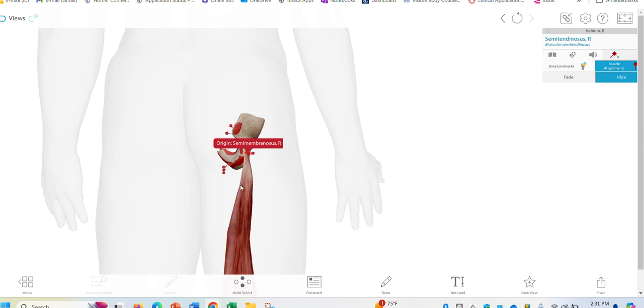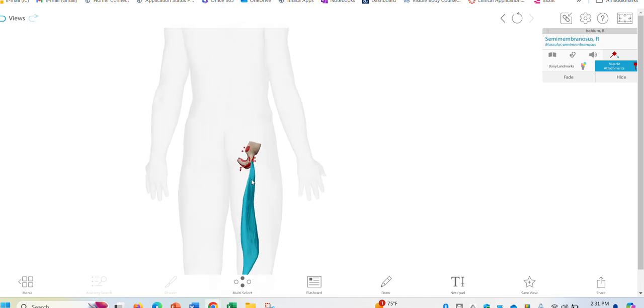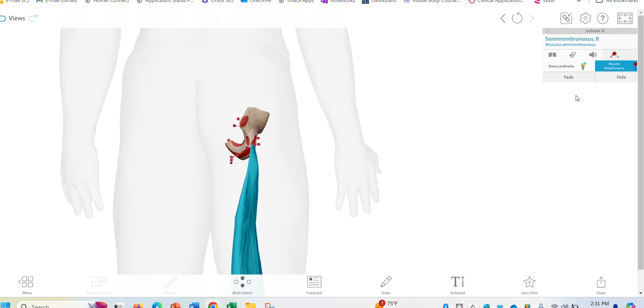Then we have our semimembranosus also originating on our ischial tuberosity. And it's going to come down also onto our tibia, but a different spot. It's going to be on our posterior medial condyle of the tibia. So that's the insertion. And the origin is the ischial tuberosity.